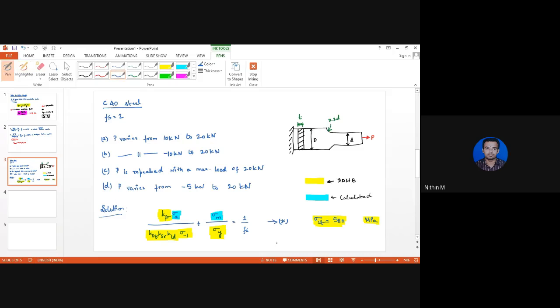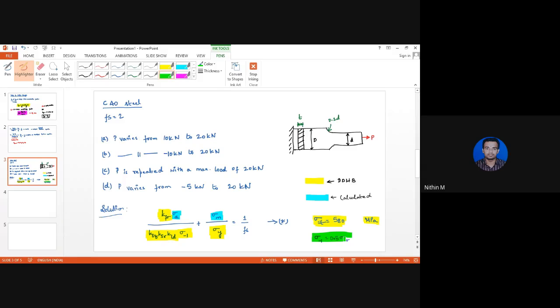Then we do not know the value of sigma minus 1, the endurance limit. The value is not given. So remember this equation: approximately or empirically, the endurance limit will be equal to half of the ultimate strength of the material.